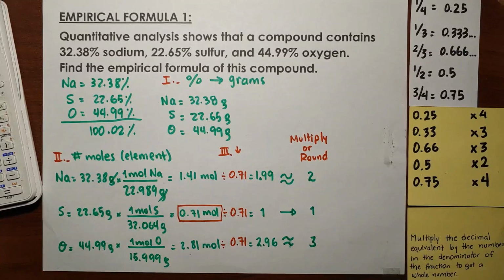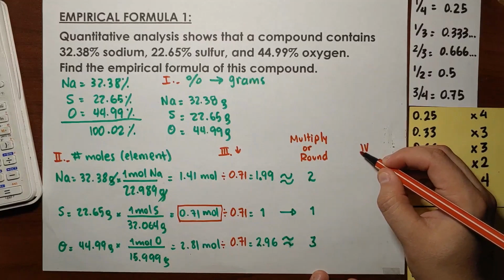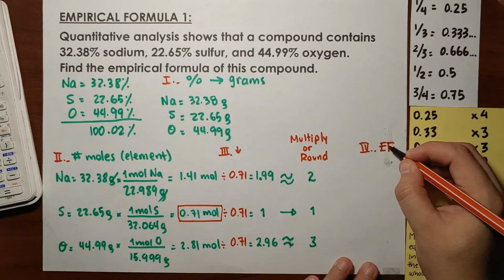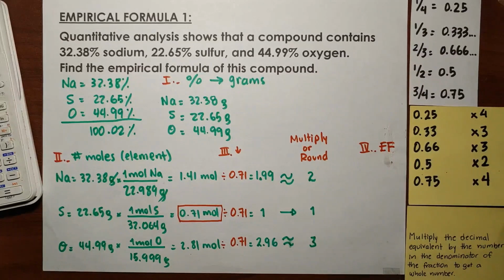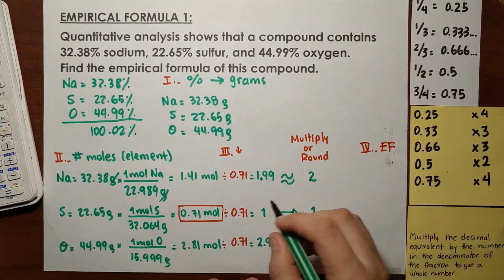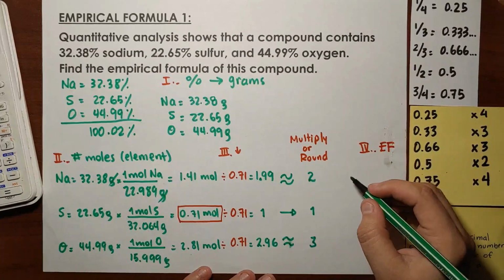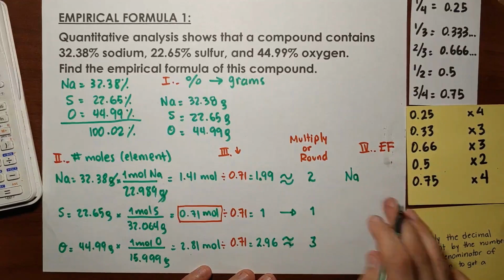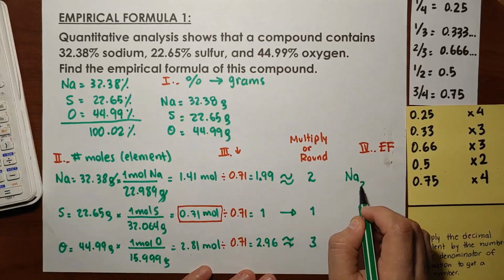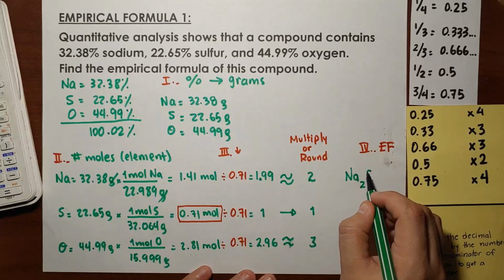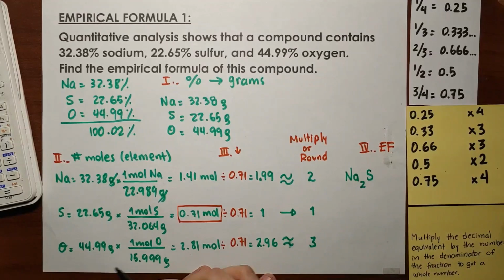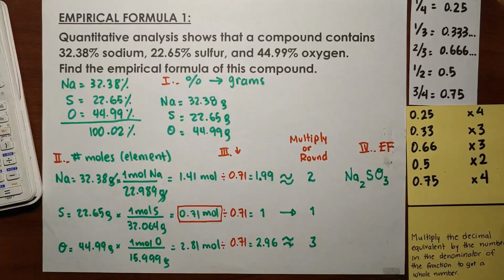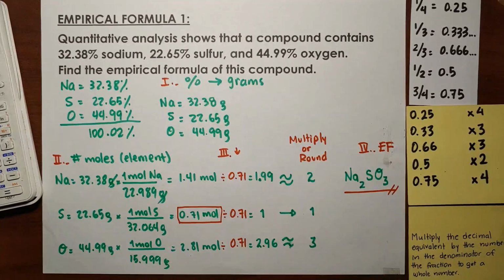And my last step is the empirical formula. So what we're gonna be writing is the elements and the ratios. How much sodium? 2. How much sulfur? 1. How much oxygen? 3. And this is our empirical formula.